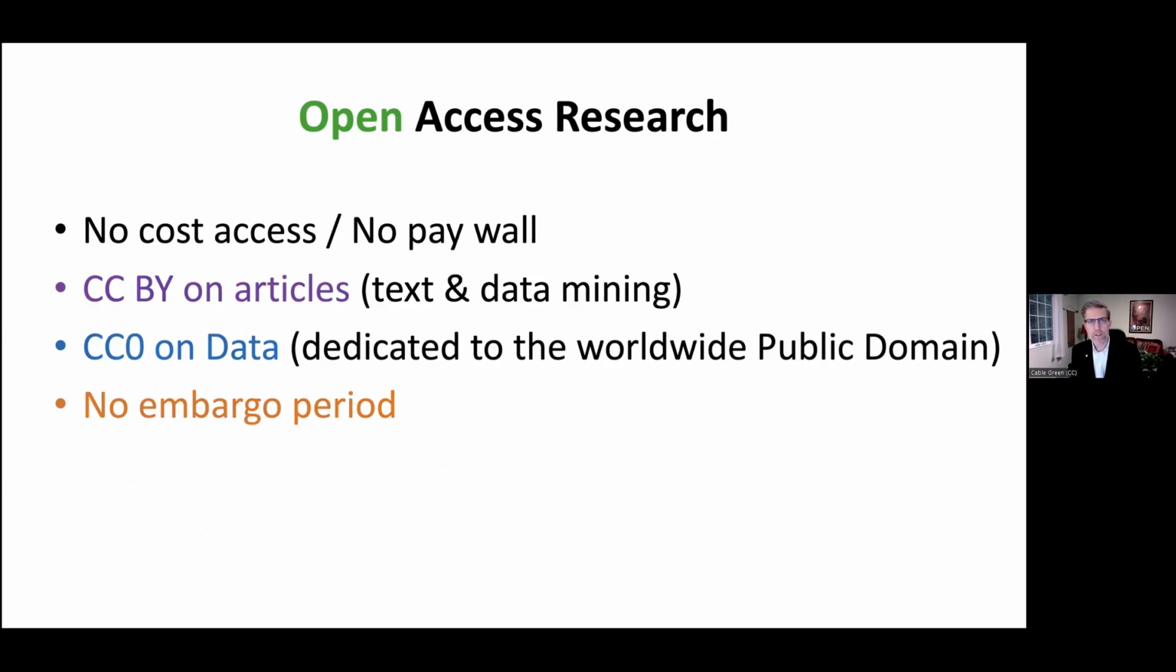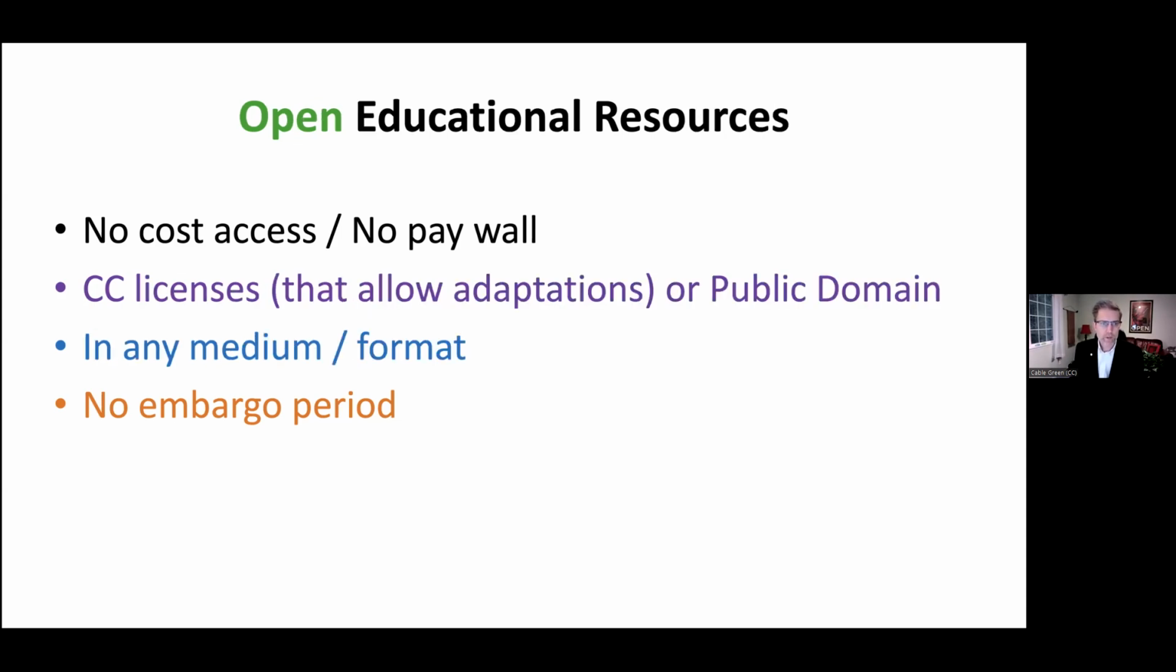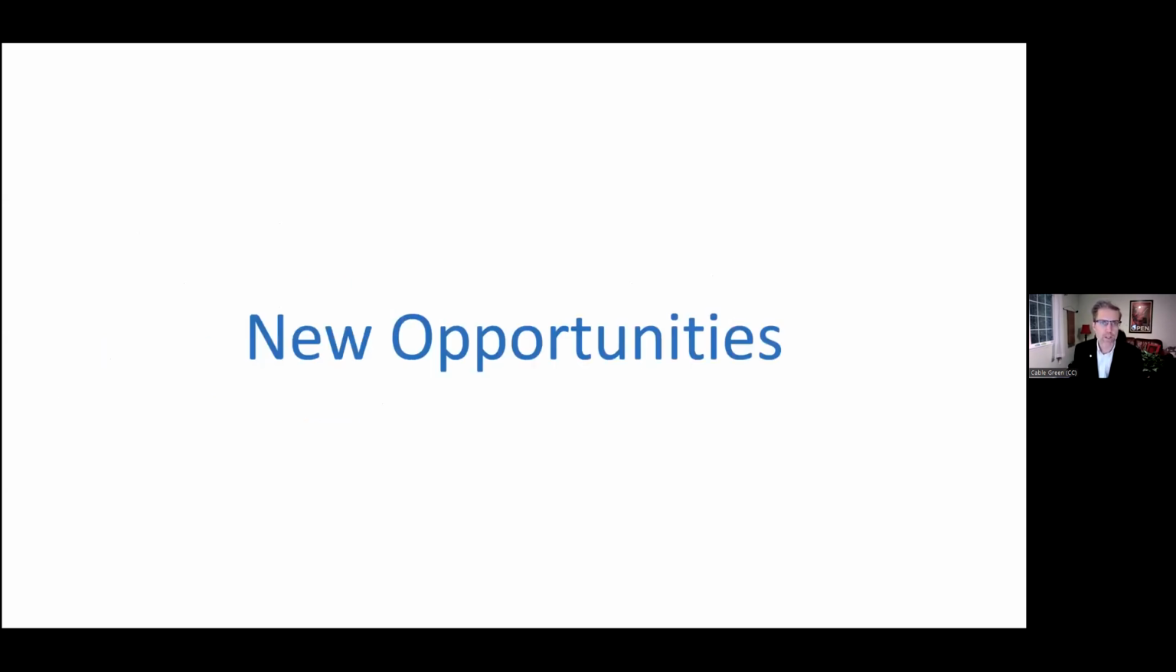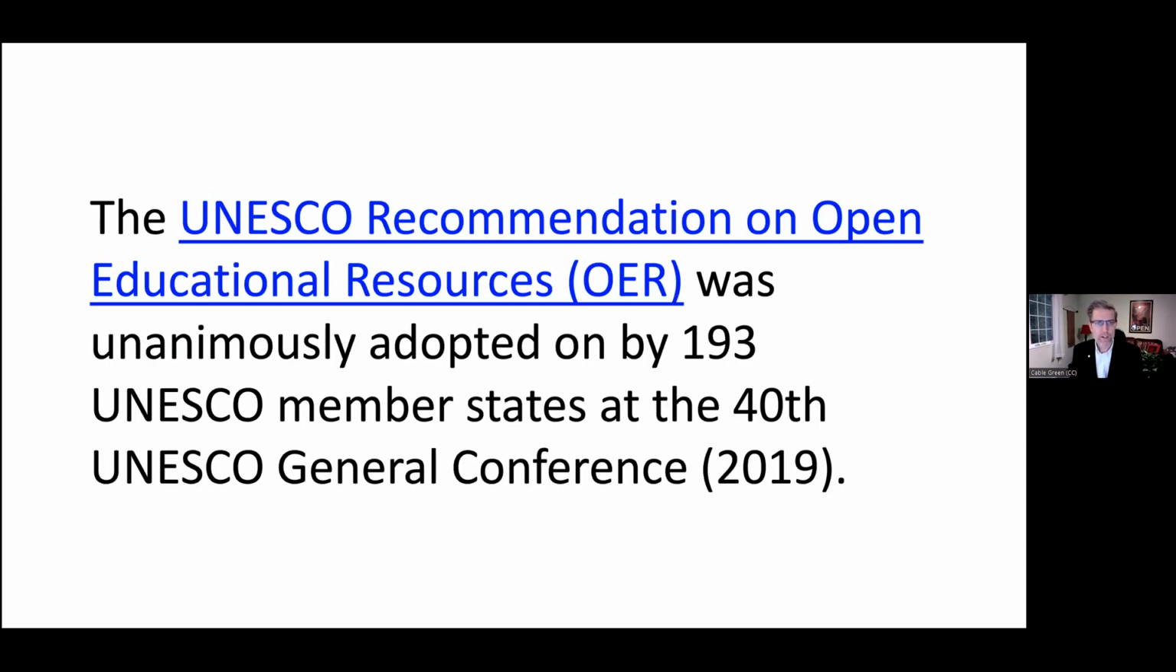I mentioned what open educational resources are about. When we're looking at open access research, this is what we need. We need no cost access to research, no paywalls, CC BY on the articles so that those articles can be text and data mined, CC0 on the data so that there's no question about its copyright status, and no embargo, period. The open educational resources, we already talked about this, right? CC license, no ND licenses, multiple formats, editable file formats, no embargo period, freely available, openly licensed. Now, the good news is for both education and science, we've got some new opportunities.